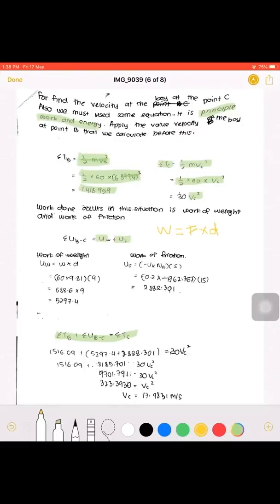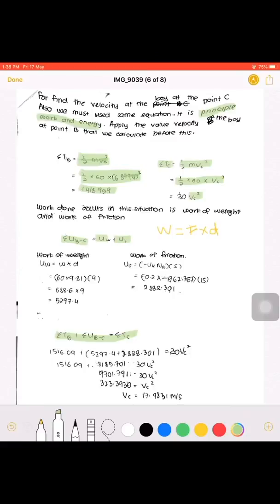Work done is the amount of energy the force gives to the object. The summation of work from point B to C is the work done by all the forces acting on the particle moved from point B to C. Work can be positive or negative, a scalar that depends on the direction.